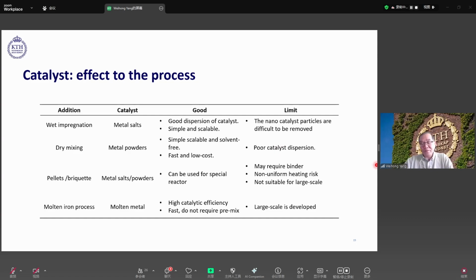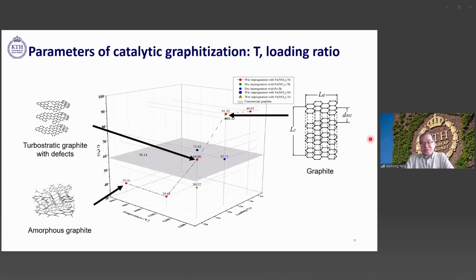So after we have the catalyst mixed with biocarbon, then we put it in the furnace. It depends on the temperature, the time, and the ratio of catalyst to carbon. Then you will get a different degree of graphitization of the catalyst. In principle, if you have a lot of catalyst loading, much more catalyst than carbon, with very high temperature, over 1,300 degrees, then you will get a very good graphite.